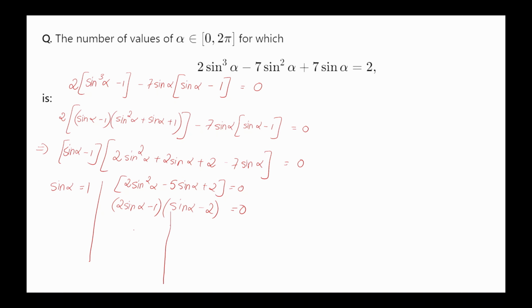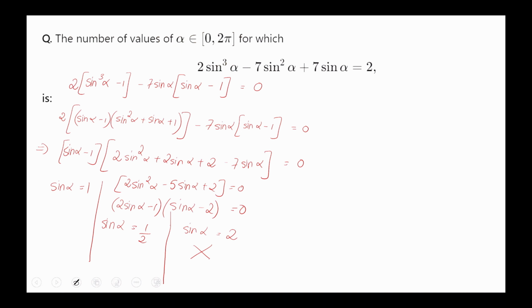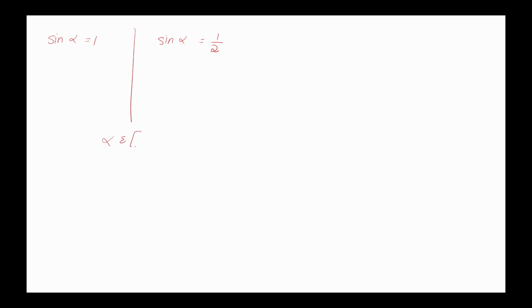So I can have two more values of sine alpha. Either my sine alpha is equal to half or my sine alpha is equal to 2. Of course, sine alpha equal to 2 cannot be possible because sine's value ranges from minus 1 to 1. Now I have two values, sine alpha equals 1 and sine alpha equals half. So what have they given us in the question? They've told us that alpha belongs to 0 to 2 pi. That means my alpha belongs from 0 to 2 pi. So only in this range, what are the values for which I would get this answer? For this, my alpha can only be pi by 2.